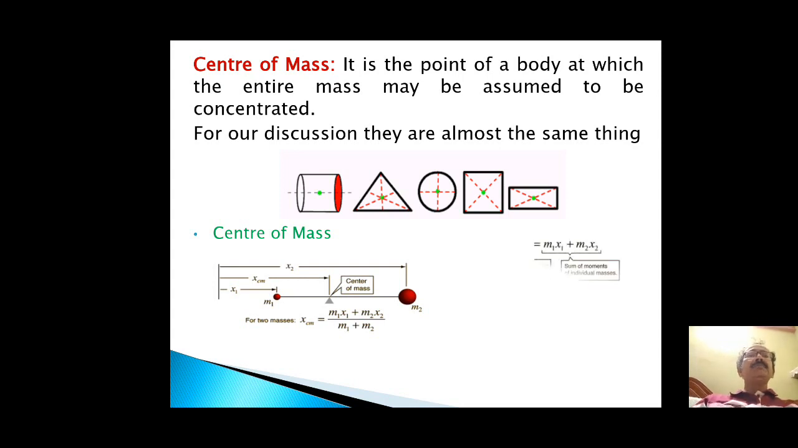In this diagram, there are two different masses, M1 and M2, at certain distances x1 and x2 along a particular axis. So the center of mass, xcm, can easily be calculated. It is nothing but (m1 x1 plus m2 x2) divided by (m1 plus m2).